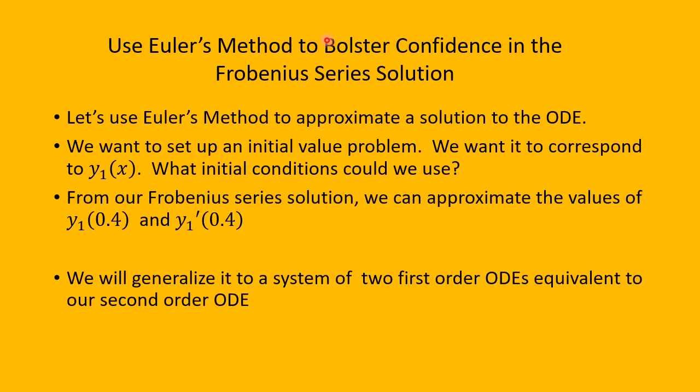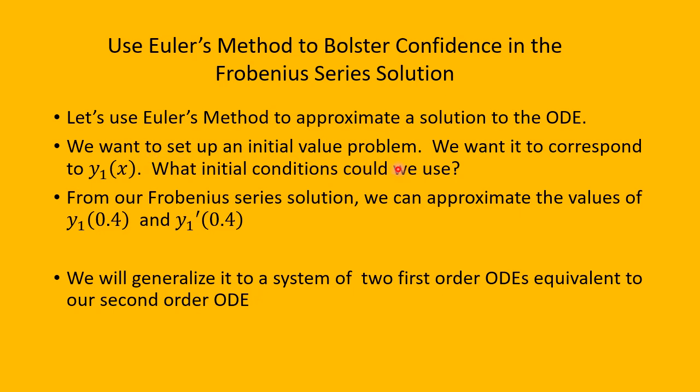Let's use Euler's method to bolster our confidence in the Frobenius series solution to that second order differential equation. So we'll want to set up an initial value problem. We want it to correspond to the solution y sub 1 of x, the Frobenius solution where we had an x to the 2/3 factor. What initial conditions could we use?